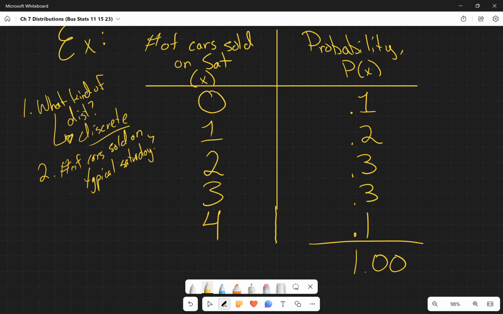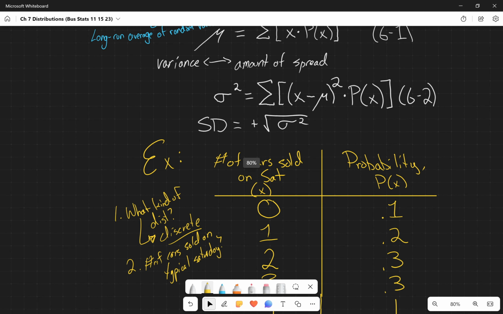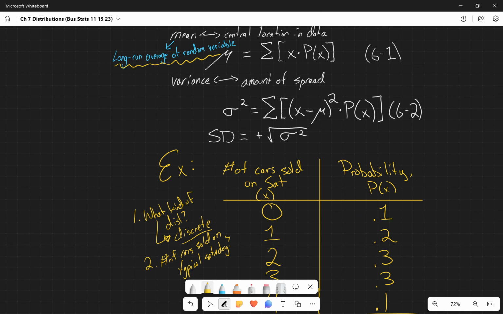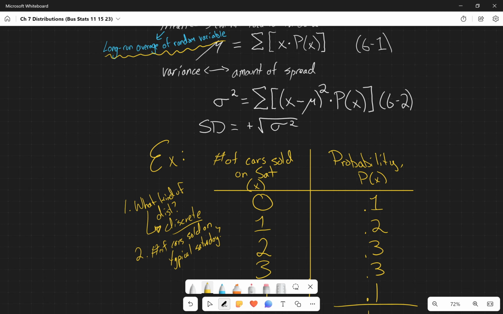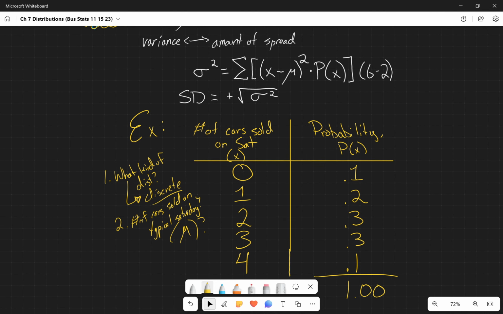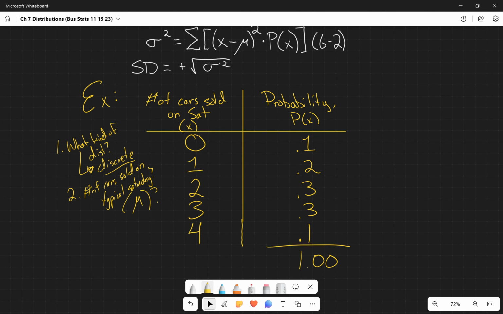So the number of cars sold on a typical Saturday, well, that's really just asking about the long-run average of the random variable, right? So it's asking about the mean. So how do we calculate our mean? Well, obviously we can use Excel, we can use advanced calculators, and we can probably even use Google these days. But the long way, we would take each individual value and multiply it by the probability of X.